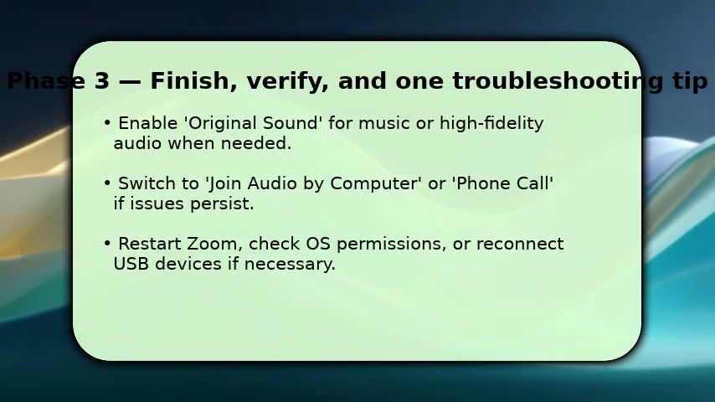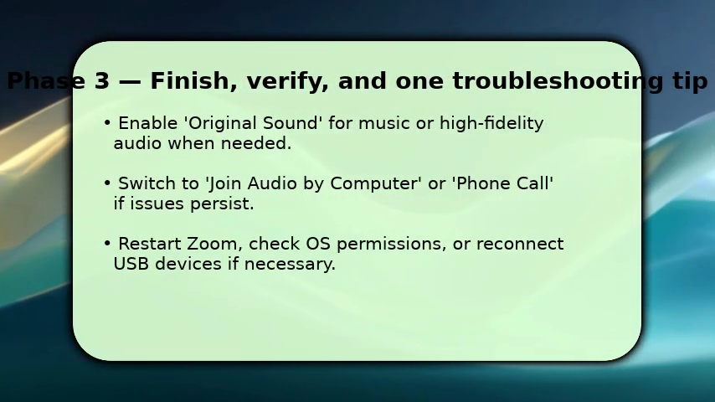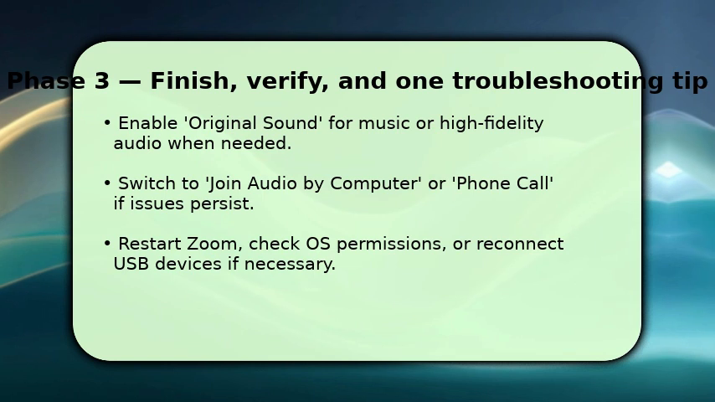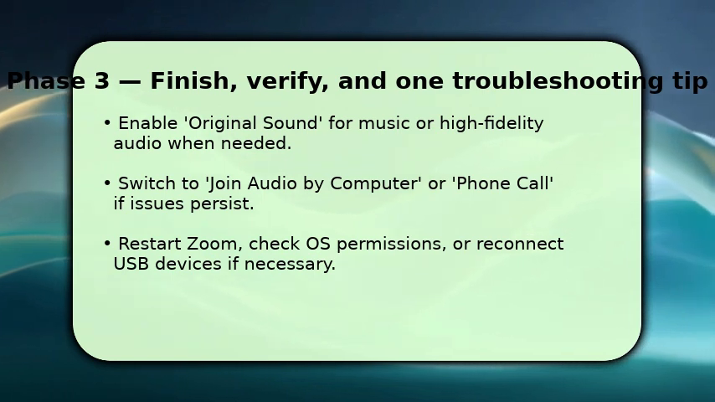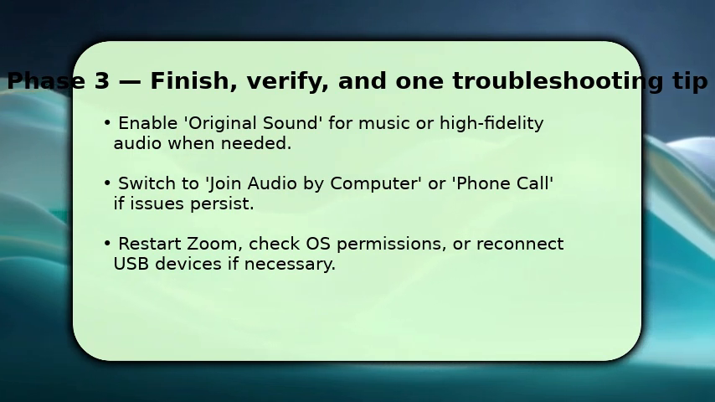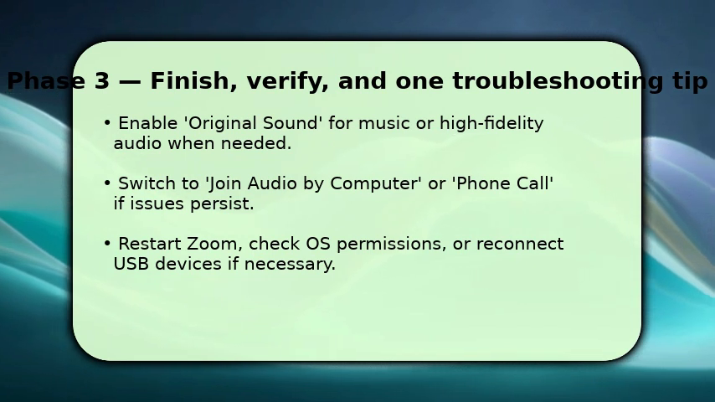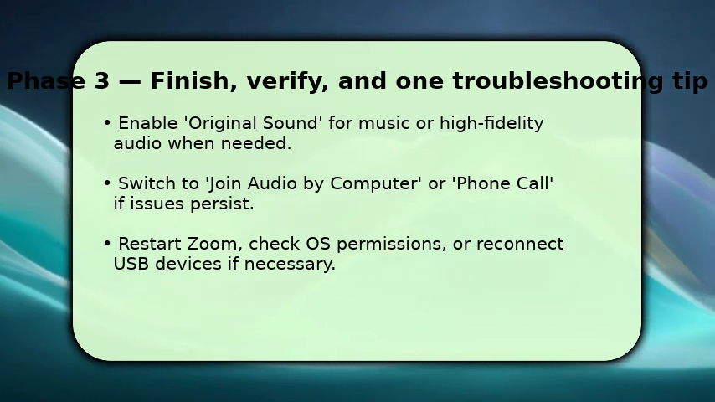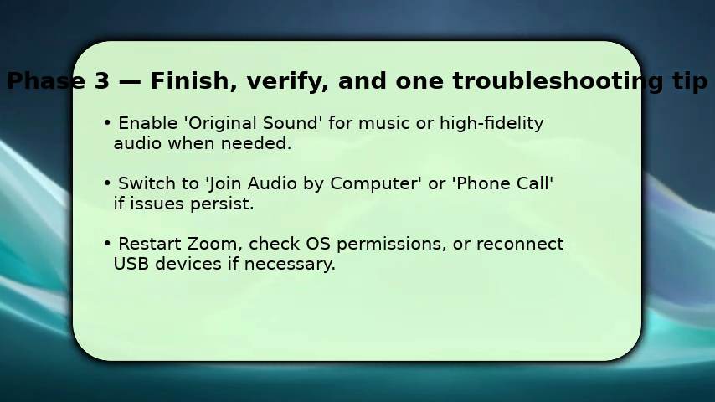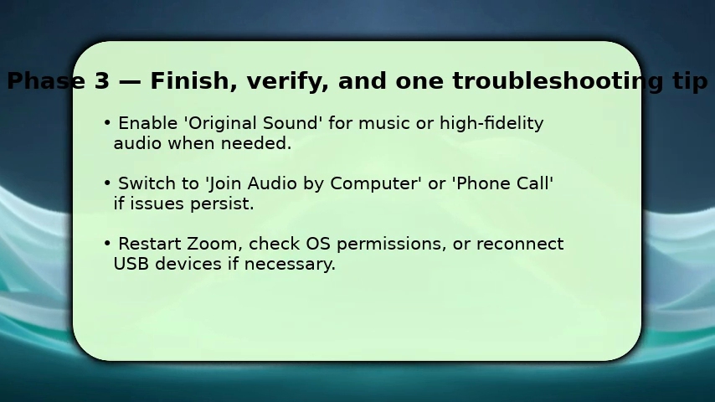Finish by checking advanced options. Enable original sound if you need full fidelity audio for music, and disable noise suppression when it interferes. If problems remain, click Join Audio by computer again or try phone call as a fallback. This isolates software issues. Make sure Zoom has microphone permissions in your operating system, and if nothing helps, restart Zoom or unplug and reconnect USB audio devices. One troubleshooting tip: toggle permissions and restart the app. Many connection issues clear immediately.